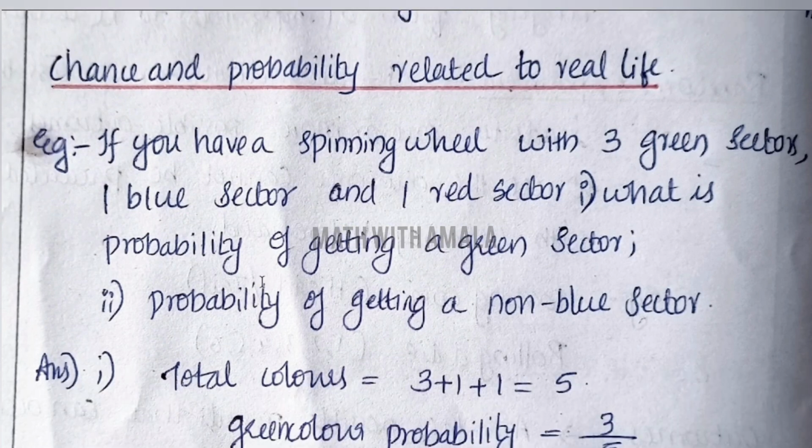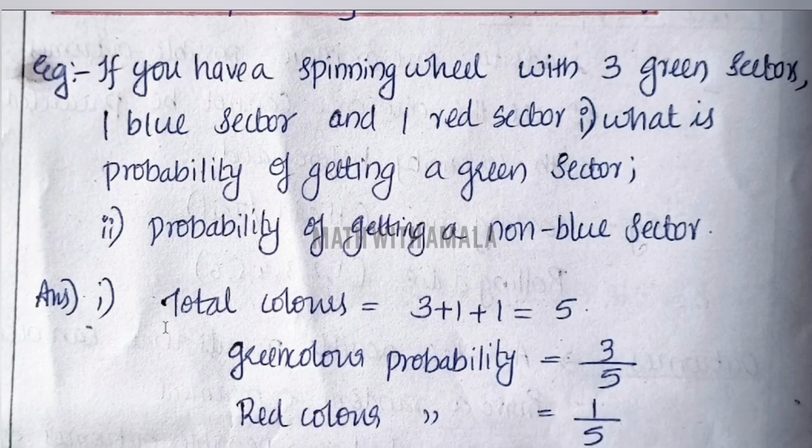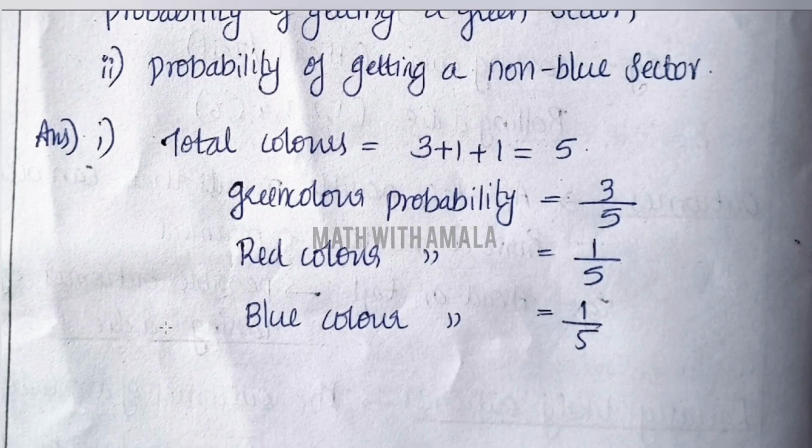Chance and probability related to real life. For example, if you have a spinning wheel with three green sectors, one blue sector, one red sector, what is the probability of getting a green sector and the probability of getting a non-blue sector? The total number of colors is 3 plus 1 plus 1, that is 5. Now the green color probability is 3 by 5. That means the number of outcomes divided by the equally likely outcomes. So this will yield 3 by 5, 1 by 5 and 1 by 5 again. That is green with 3 by 5, red with 1 by 5, blue with 1 by 5 probability.